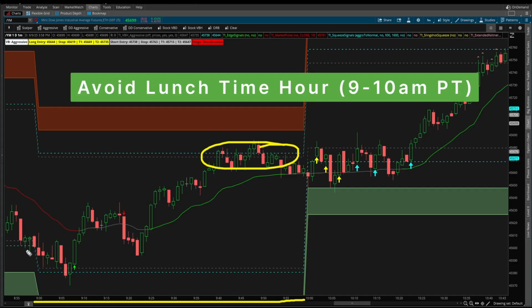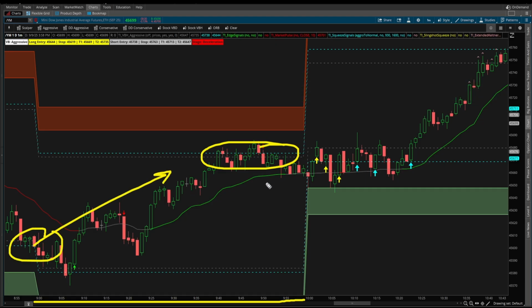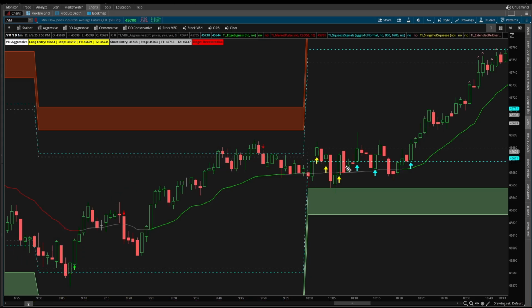I found nothing good happens essentially participating in trades, opening new trades during this hour. So I sit this hour out. Same idea if you took the short here. We had the slight move, but we fell shy of T1, free information.